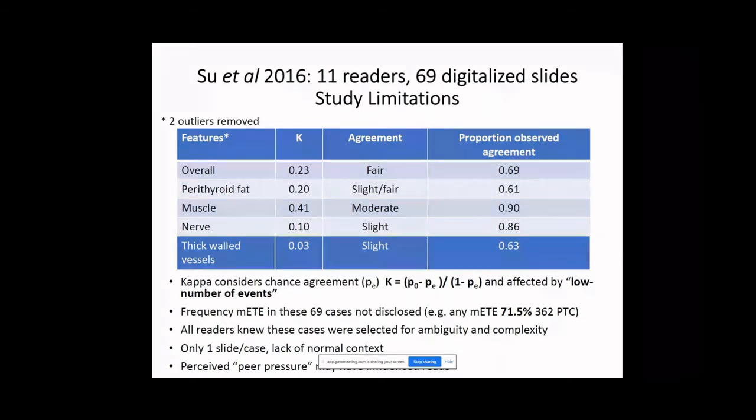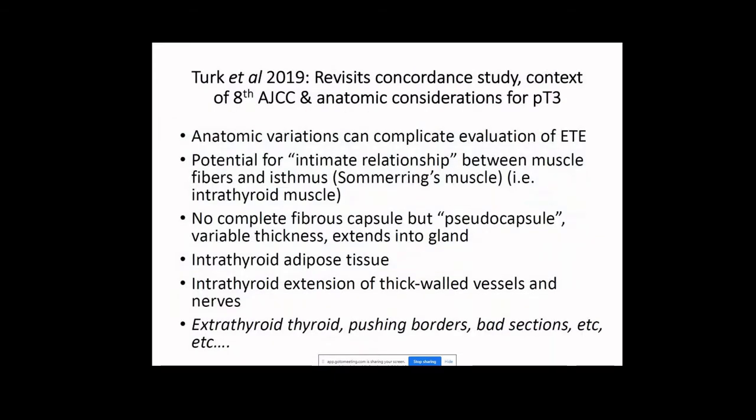Another limitation that was offered up by the authors is perhaps perceived peer pressure impacted the calls. Next, please. So they talk about the anatomic variations which complicate the evaluation of ETE, and this is all very true. Potential for the intimate relationship between muscle fibers and the isthmus, very true. And other issues that make it not easy. No complete capsule, a pseudocapsule, intrathyroid adipose tissue, intrathyroid large vessels, and the list goes on.